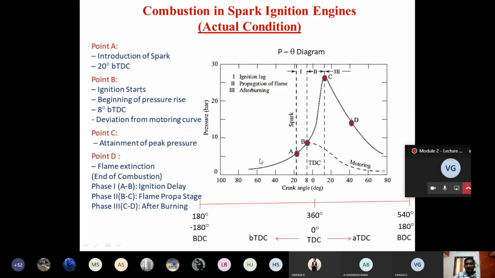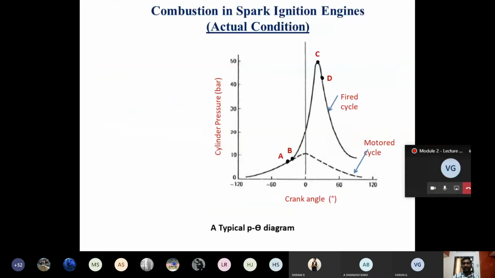Okay. So in most of the books, if you see, they will not represent like 180, 360, 540. They will be representing like this: 0, then positive values will be here, negative values will be here. So before TDC and after TDC. Right. So now the actual combustion process, right?